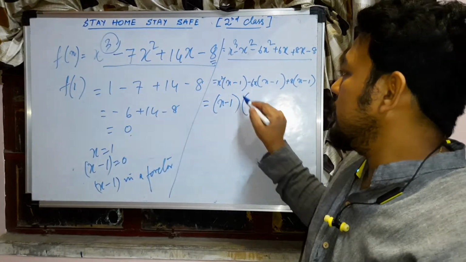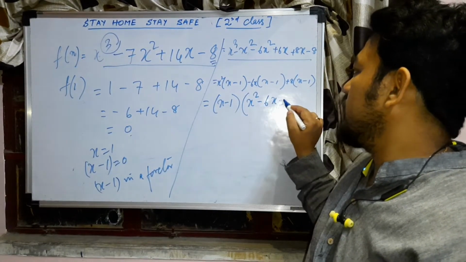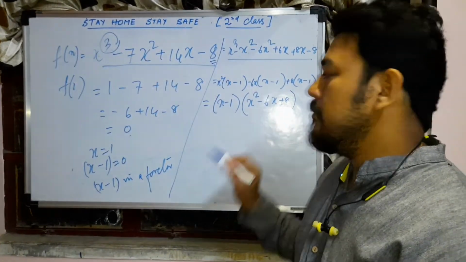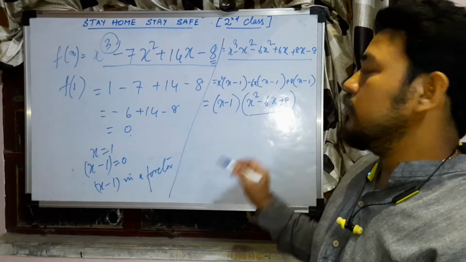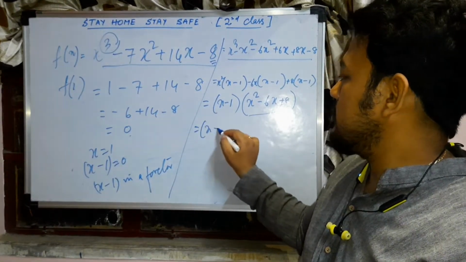So if we take common here, then we will get x square from the first, 6x from the second, and 8 from the last. So we got the basic thing. Now this is a quadratic equation and you know how to solve it. Let me show you. So x minus 1.